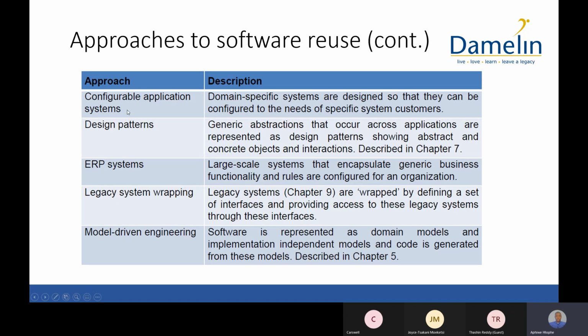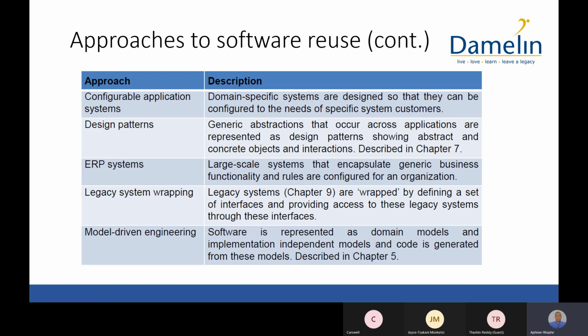And then we also have configurable application systems, and these are domain-specific systems that are designed so that they can be configured to the needs of specific customers. You can also reuse design patterns. All our UML models, such as the use case diagram, the ERP, and so forth. So we can reuse the ones that were covered in chapter 7. You can reuse your design patterns, and ERP systems is an example of systems of systems reuse at the highest level, okay?